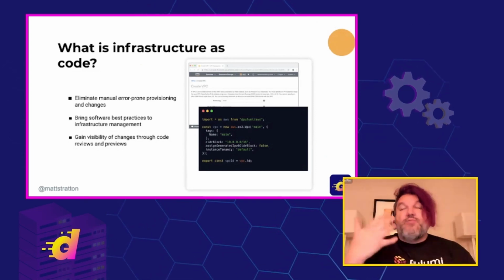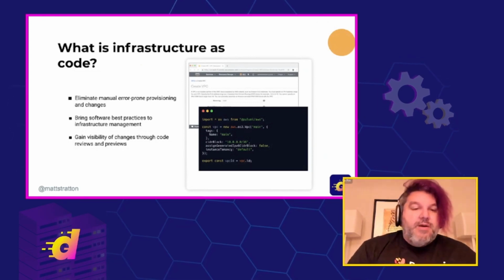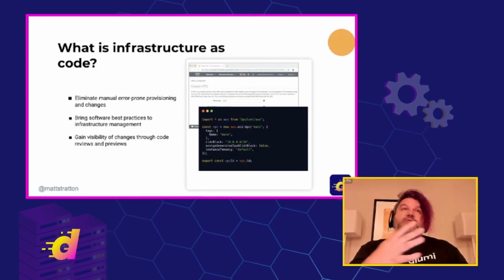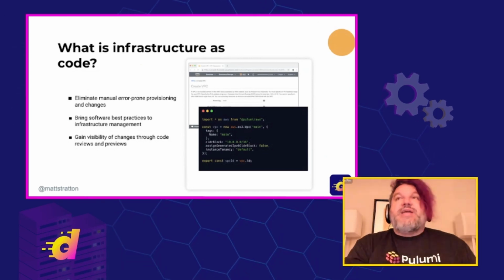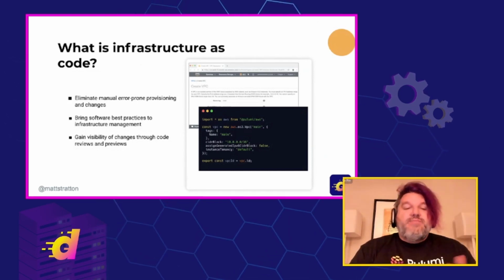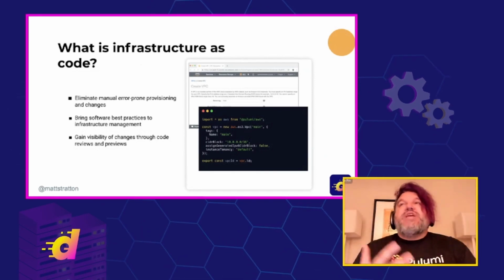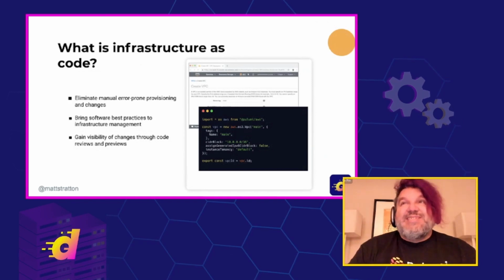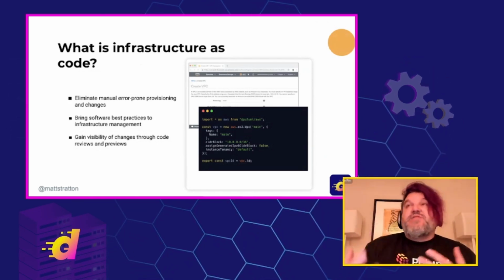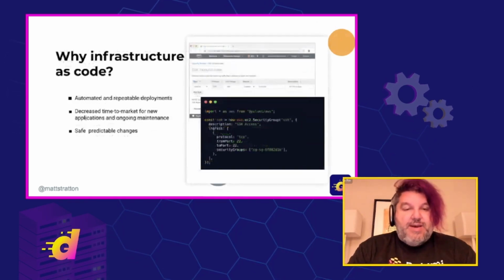So when we think about this, these are the things that generally are true about infrastructure as code: we're going to get rid of manual, error-prone provisioning. Okay, that'd be great. And we want to bring software best practices to how we manage our infrastructure. We've been building software for a long time. The folks who write software know a couple of things. Maybe we can take some of those practices and reuse them. And if we're running our infrastructure changes through our code processes, like code reviews and pipelines and previews, this gives us visibility into what's really going on, not just what's happening in one place.